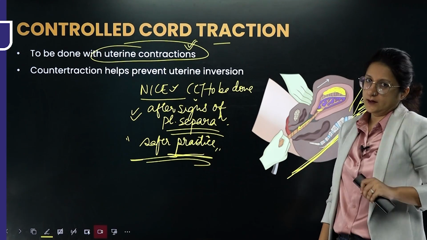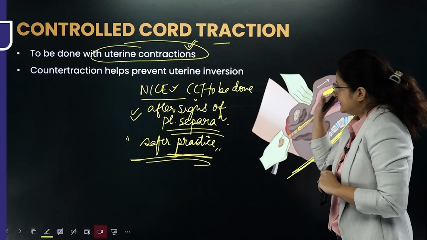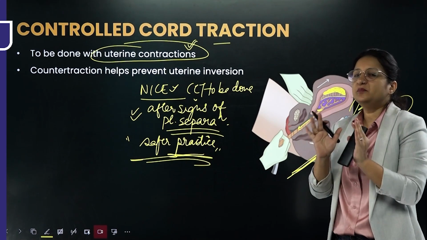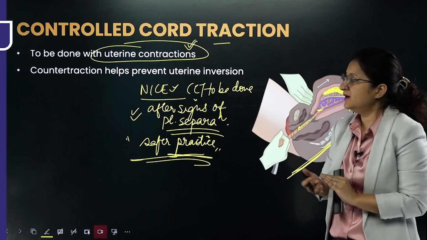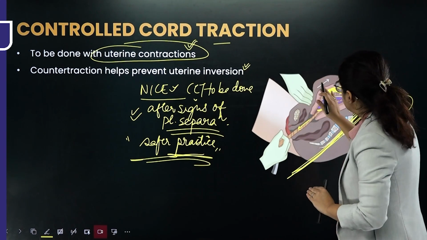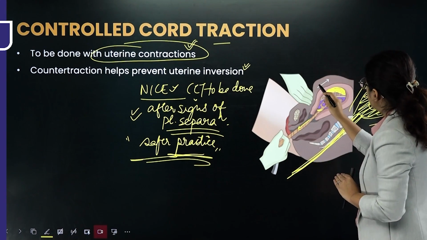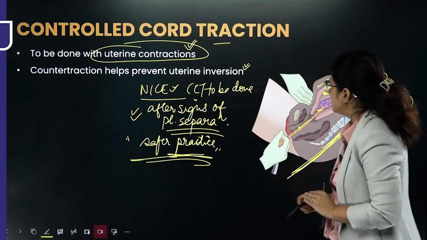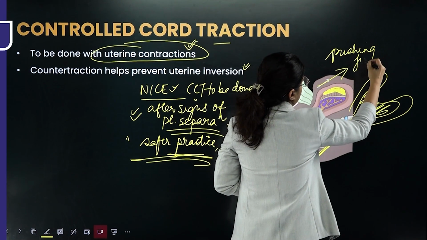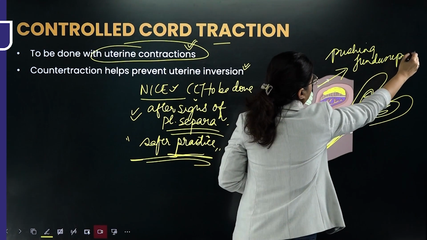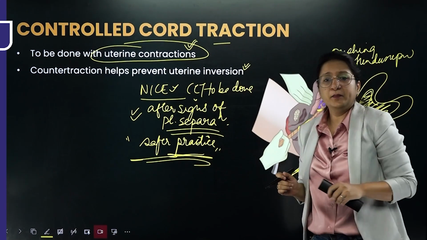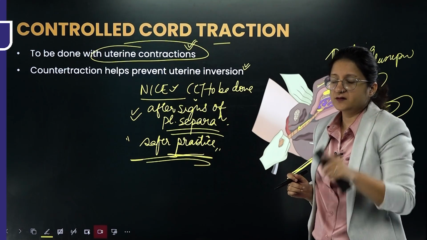Now, an important point to note is that this is a method which will require training. Therefore, it is not to be done if skilled birth attendants are not available, as per the WHO. This countertraction also helps us detect and also helps us prevent uterine inversion, because with this countertraction, we are pushing the fundus up, isn't it? We are pushing the fundus upwards and backwards. Very, very essential, very, very important. Examiners often ask you to demonstrate this also.